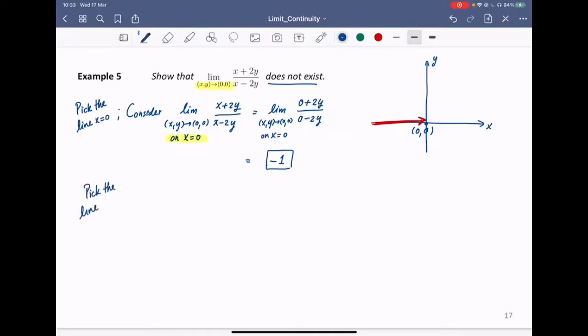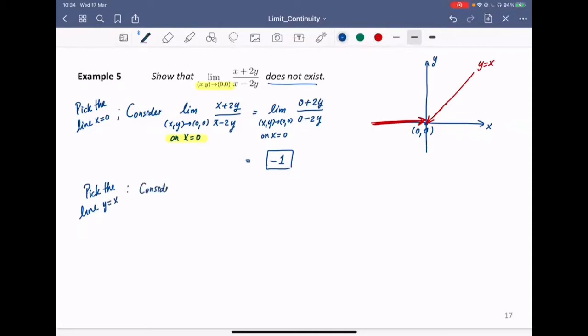If you want to pick the fancy one, you can. If I want to pick the fancy one, I can pick the line y equal to x, because I want the fancy one. Well, y equal to x also approaches (0, 0), right? So I can pick the line y equal to x, for example.